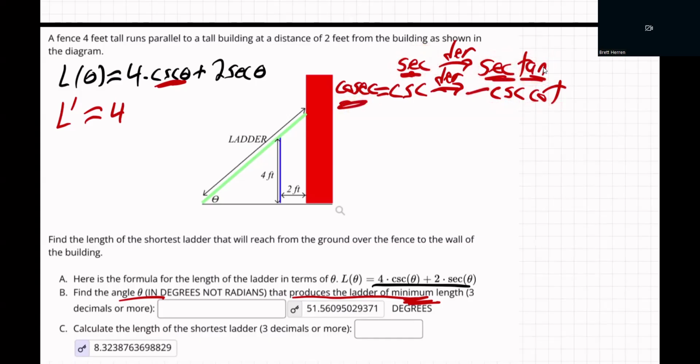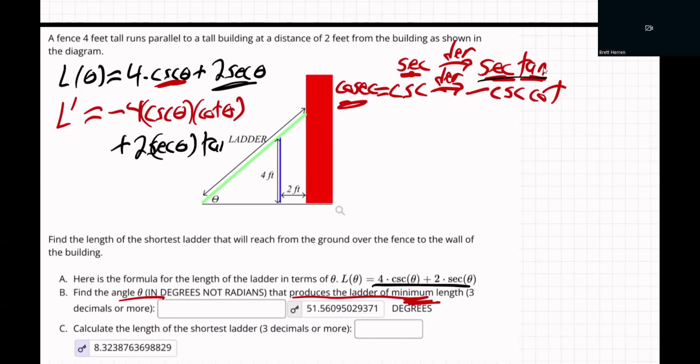So that's going to become L prime of theta equals negative 4 cosecant theta cotangent theta plus, now what about 2 secant theta? Well, that's secant tangent: 2 secant theta tangent theta.